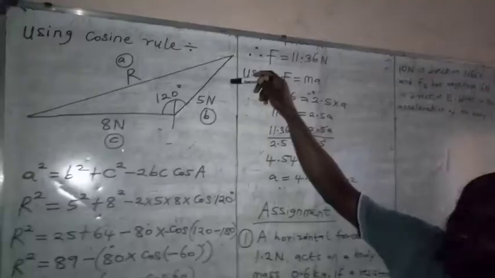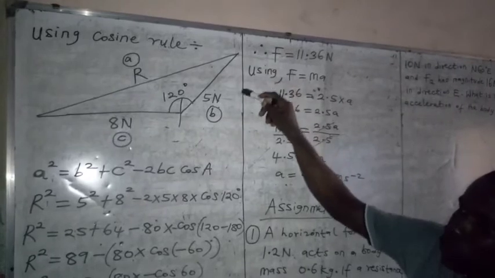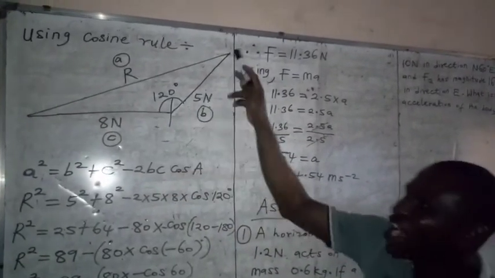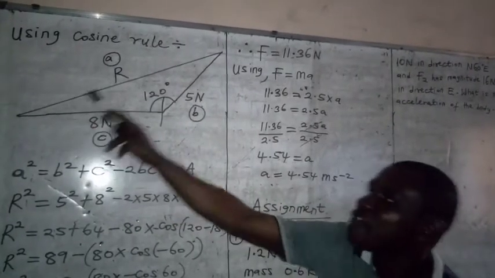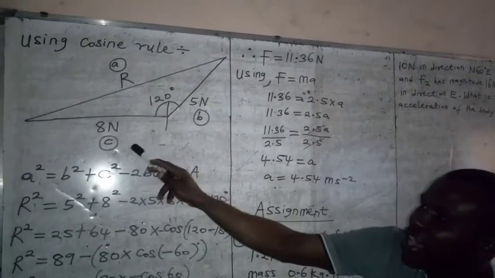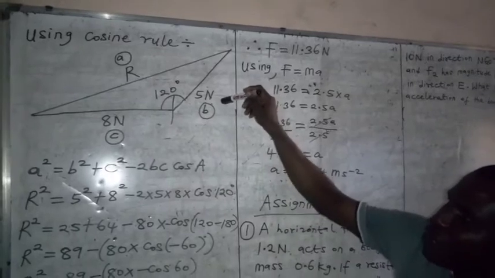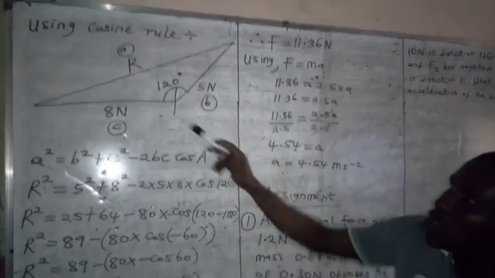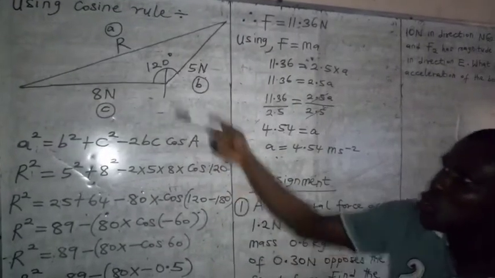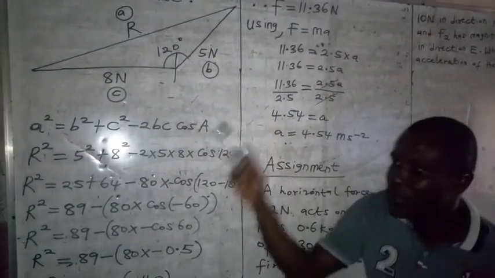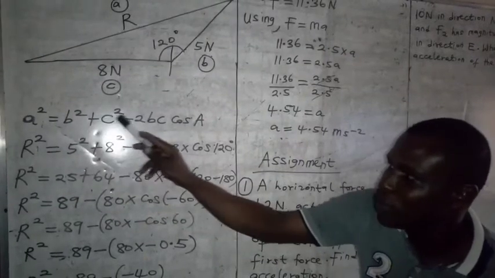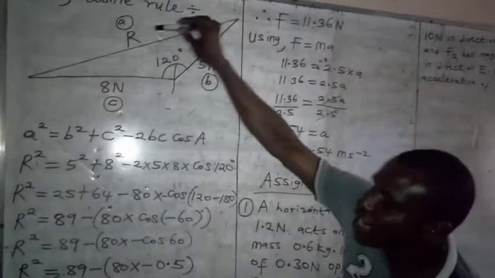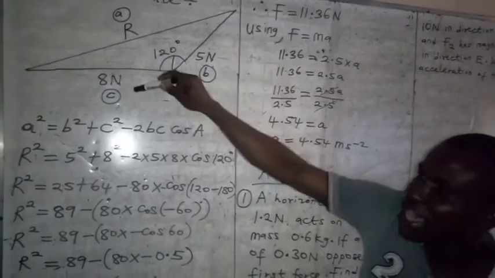So using cosine rule. Remember, from the diagram I drew, you now carve out a triangle. From that diagram, I have here as resultant R, I have here 8 Newton, I have here 5 Newton. Then I have the angle between 8 Newton and 5 Newton as 120 degrees. So this has formed a triangle. So we're going to use cosine rule, and according to cosine rule, it says a square equals b square plus c square minus 2bc cos A. So you make R our a, you make 5 Newton your b, you make 8 Newton your c.